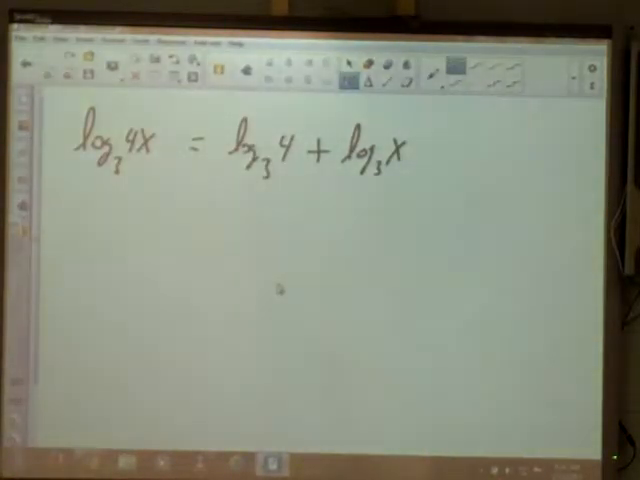I don't know why. There's a lot of things that I don't know what the purpose is. What good did that do me? I don't know what log base 3 of 4x is. I don't know. But we did it. Woohoo!